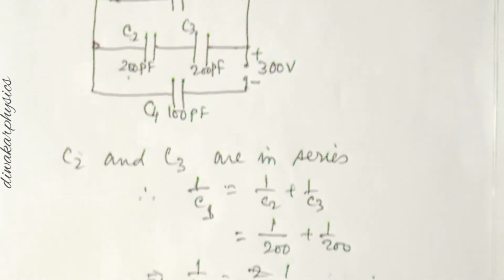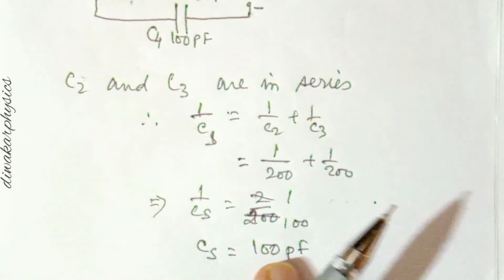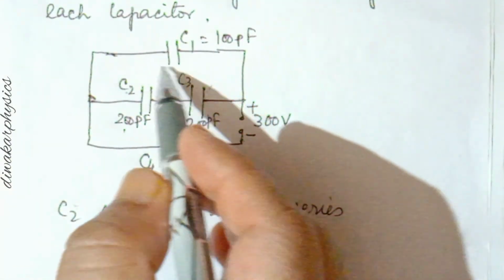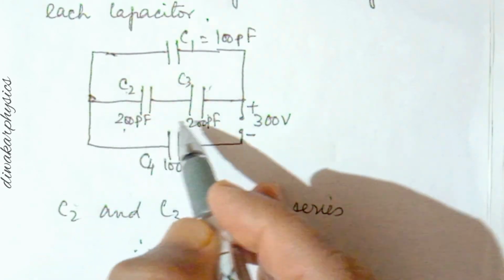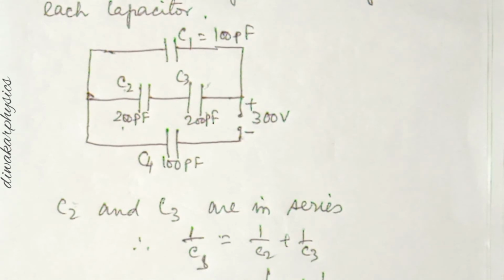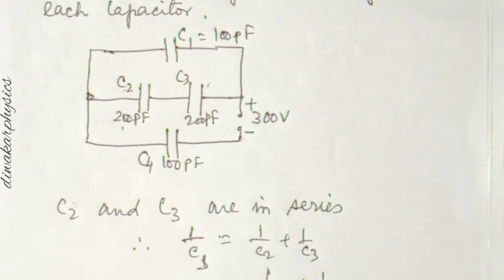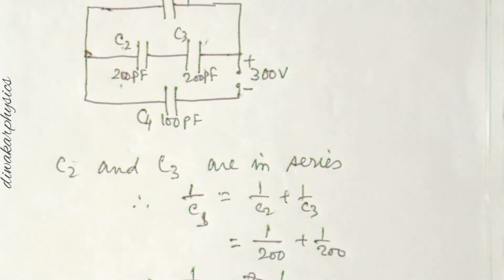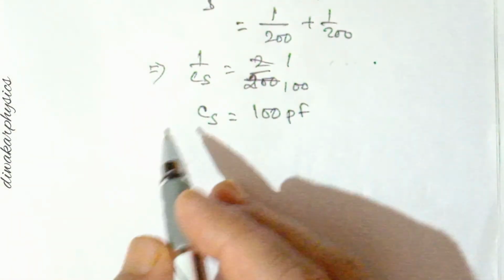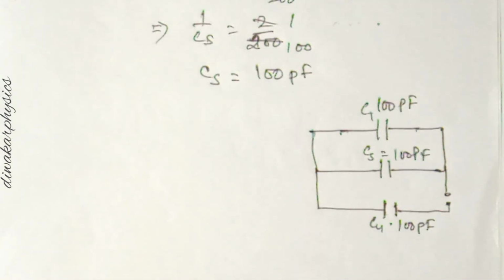Now what is the meaning of this 100 picofarad? 100 picofarad means these two can be replaced by only one capacitor of 100 picofarad. So this 100 picofarad will behave as these two are behaving in the circuit. Then our circuit will change, like this. Now the circuit is changed like this.